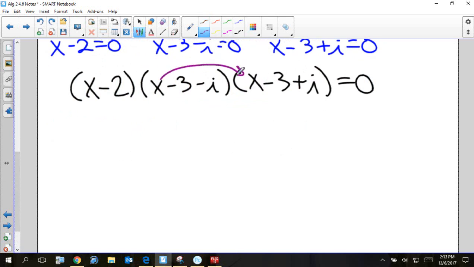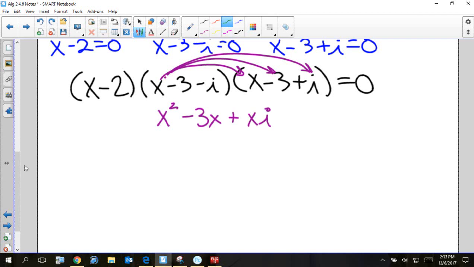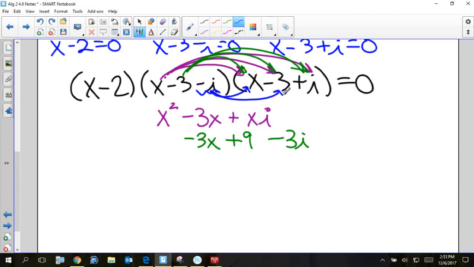So I'm going to first distribute x to each term. So I'll have x squared, and I'll have minus 3x, and we'll have xi, or ix, however you want to say it. It's fine. Then I'm going to distribute the negative 3 to each term. So I'll have negative 3x, then I'll have negative 3 times negative 3, which is positive 9. I'll have negative 3 times i, so minus 3i. Then I will distribute the negative i to each of these terms. So I'll have a negative xi. I'll have a negative times negative, positive 3i. And then I'll have a negative times positive i squared.